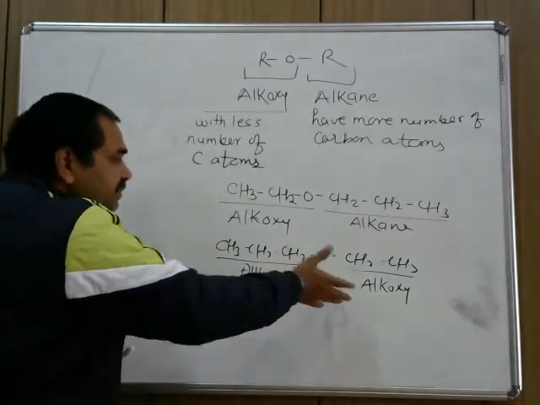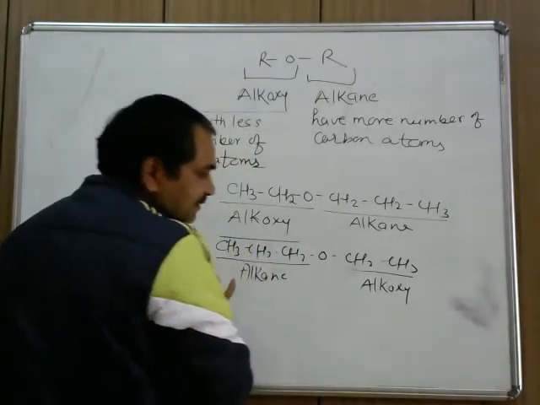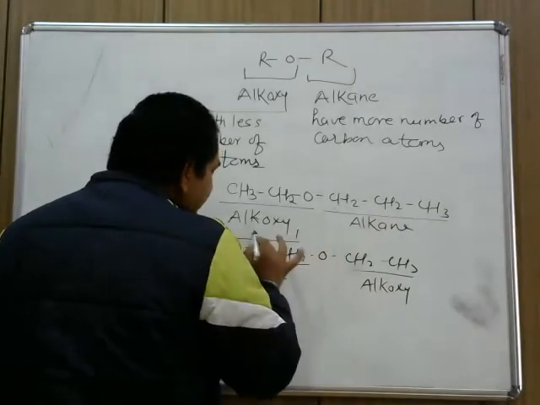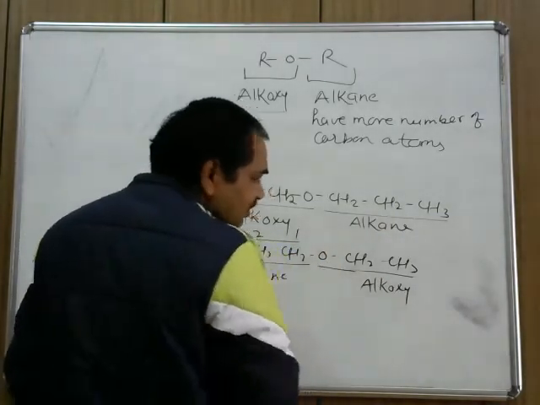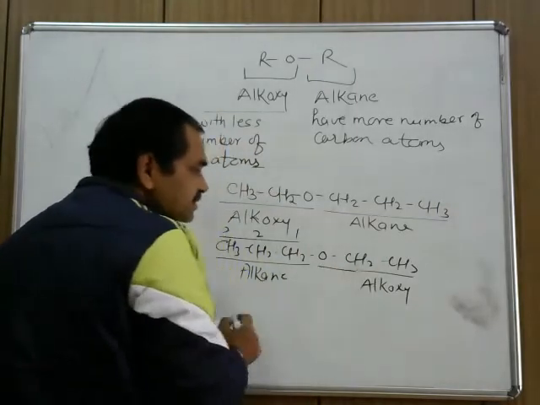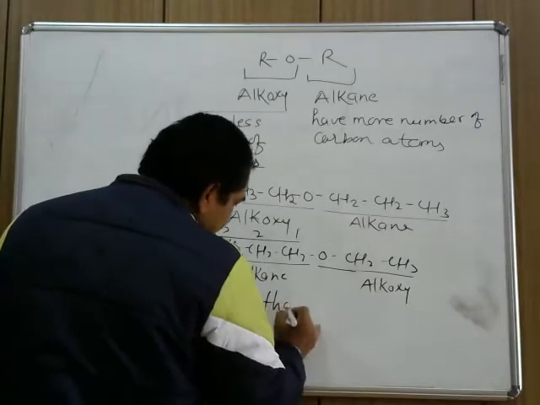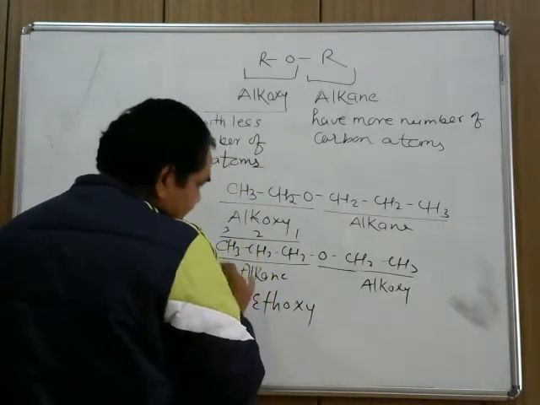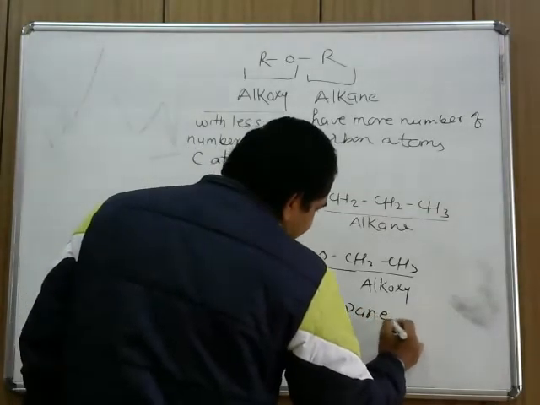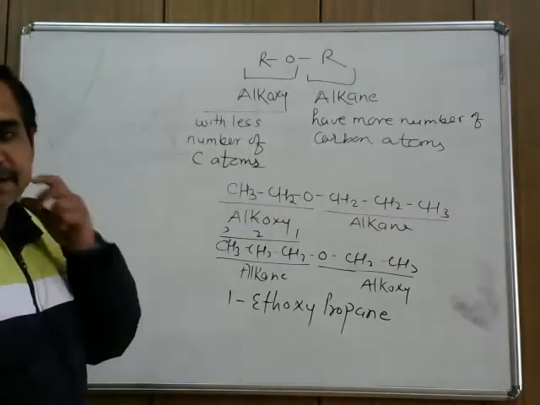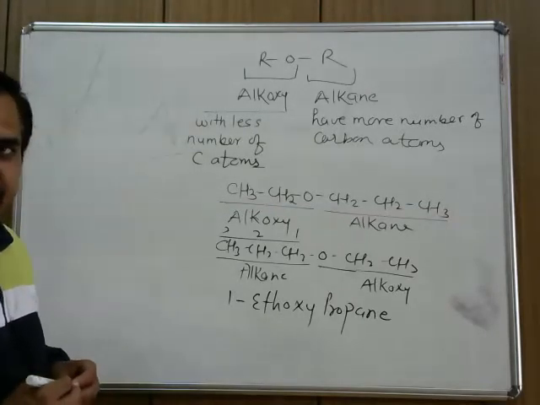So what would be the name of this compound? This is the longest chain and that is how it is numbered. And at first position you have an ethoxy group. There are 2 carbons, so it is ethoxy. So it is 1-ethoxy. Then the root word is prop, and because of single bonds it is ane. So the name is 1-ethoxypropane.